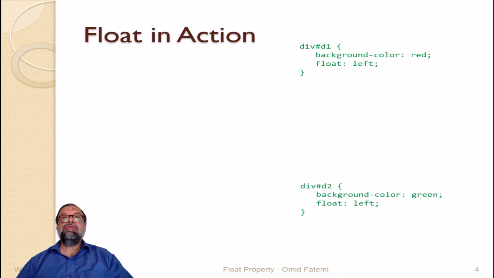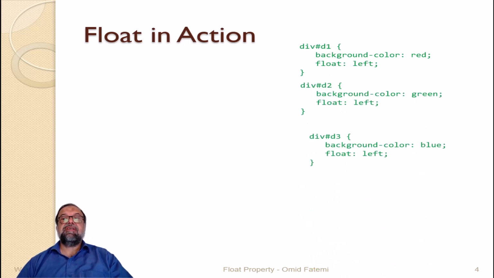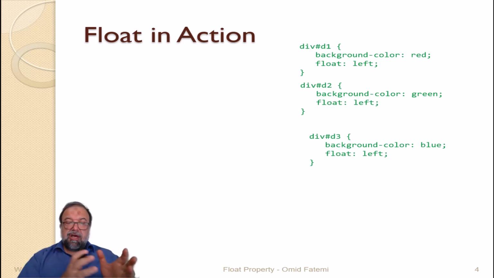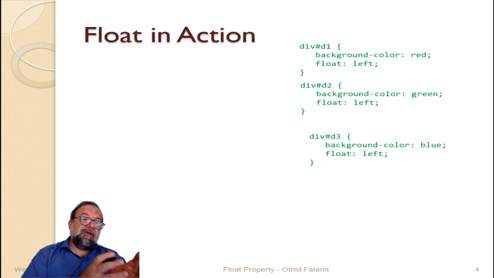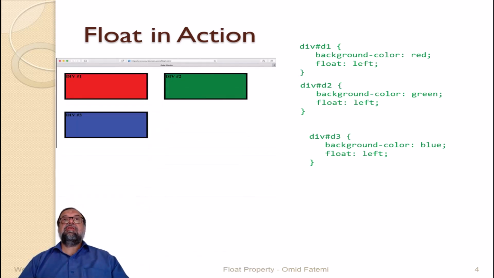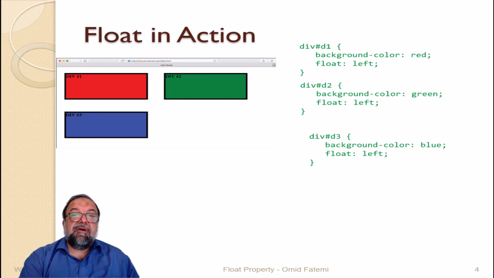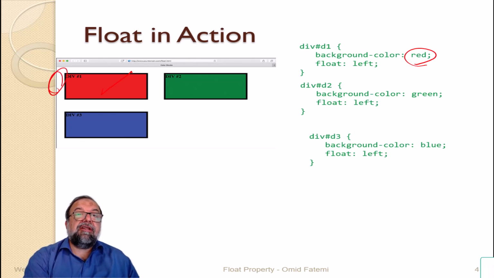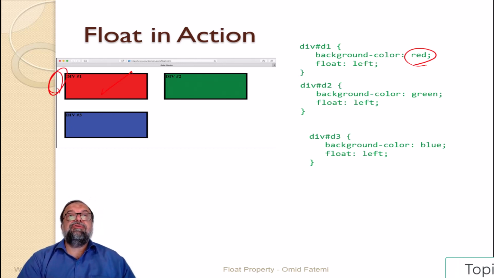We are going to use three boxes, three div sections. All of them have been given float left, so the boxes try to align to the left. But here we have three boxes, so what happens? You see how they are aligned. Box number 1, red, is aligned left, because we have put float left.